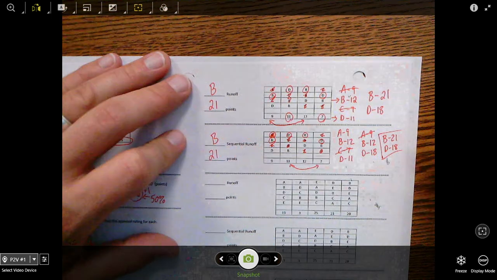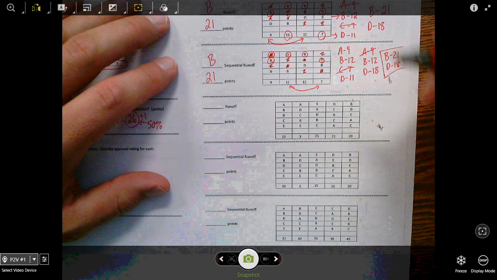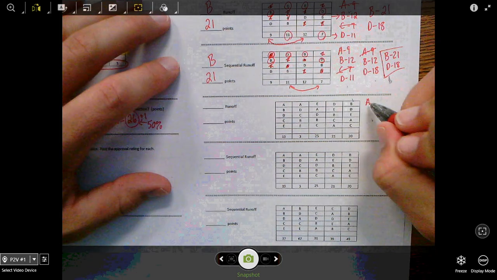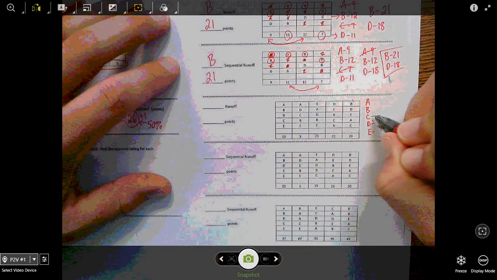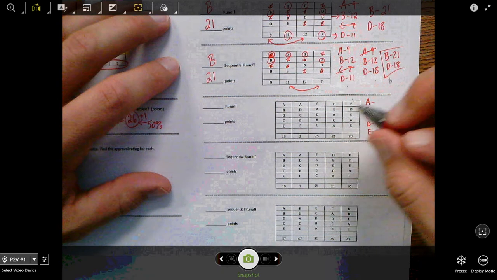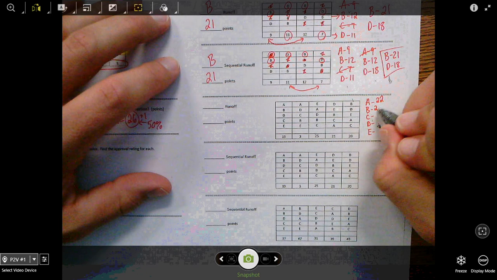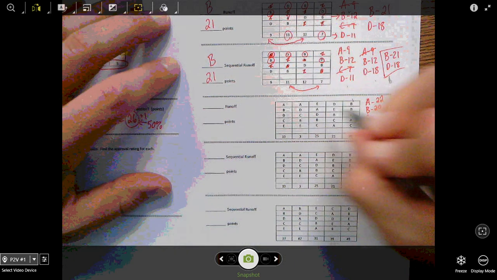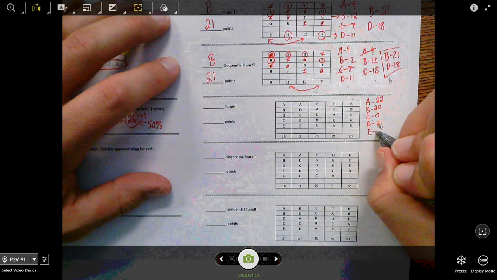All right. Now runoff. Same setup as two questions ago, except I just gave you more. So A, B, C, D, and E. So A ends up being 22. B ends up being 20. C never won. That's 0. D, 21. And then lastly, E is 25.